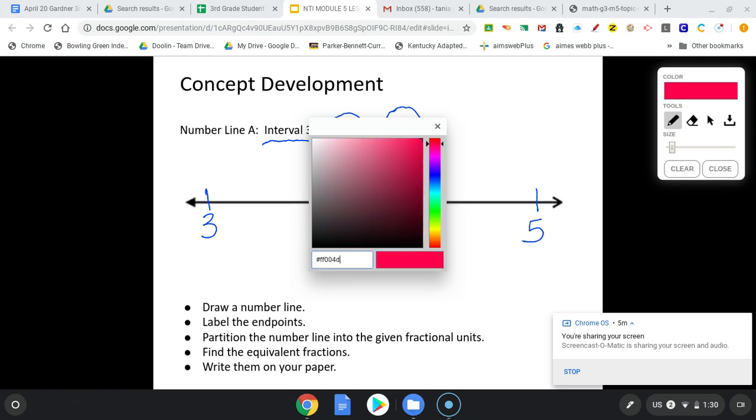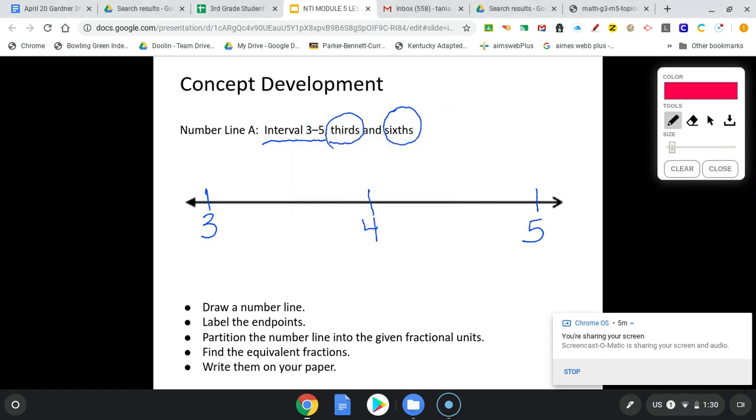So between 3 and 4, we need 3 equal parts. So there's 1 part, 2 parts, 3 parts. Between 4 and 5, we need 3 equal parts. So there's 1 part, 2 parts, 3 parts. So we have thirds.